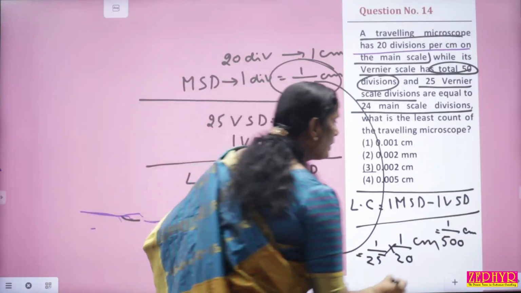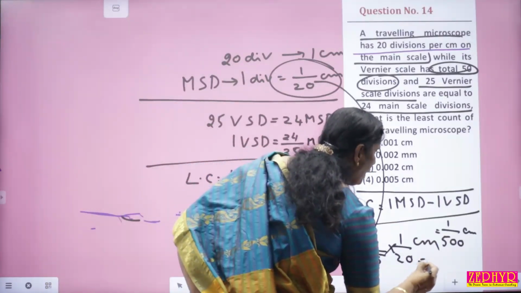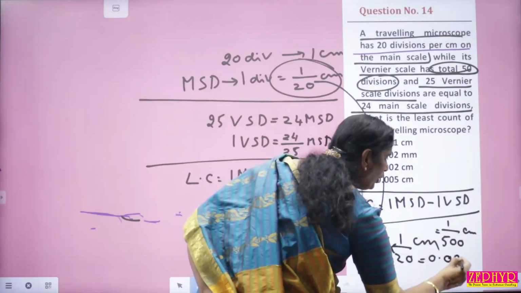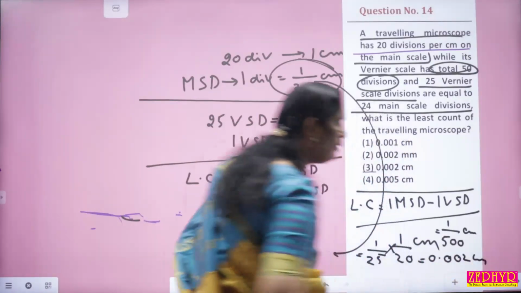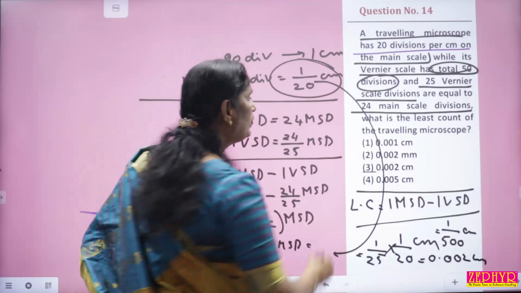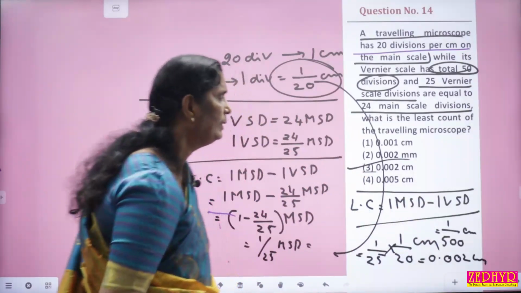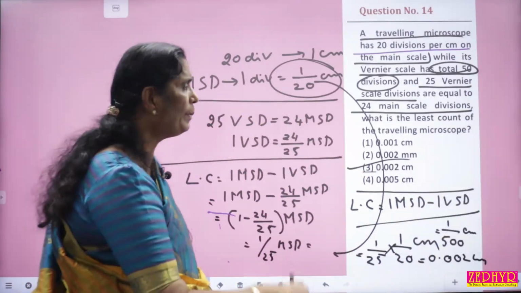What is 1 by 500 centimeter? It will be 0.002 centimeter because 1 by 5 is 0.2. Yeah, point. So this will be the answer. Correct. Okay? So we are having 1 by 100.